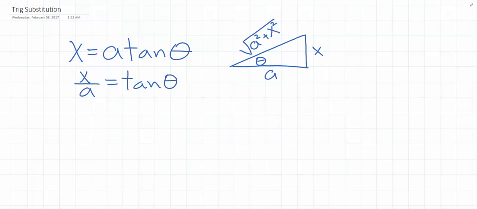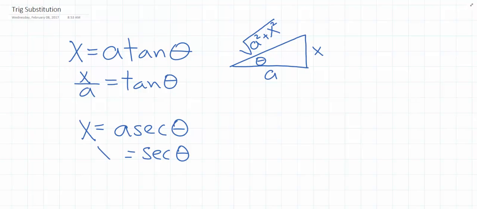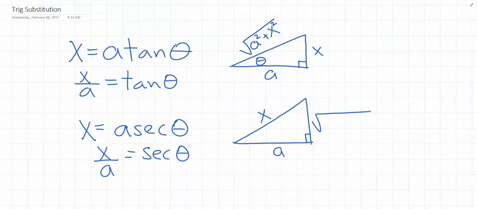Now, let's go this way. Let's suppose that X equals A secant theta, like that. Then that means that secant theta is equal to X over A. Now let's just draw the same triangle, or one that's a lot like it. Now, remember, secant is hypotenuse over adjacent. Using Pythagorean theorem, we can get that this side right here is the square root of X squared minus A squared. Okay, everybody see that? Just using Pythagorean theorem.